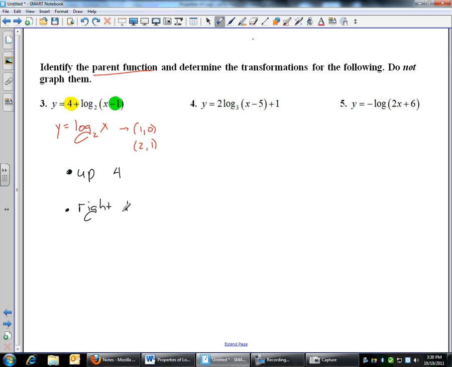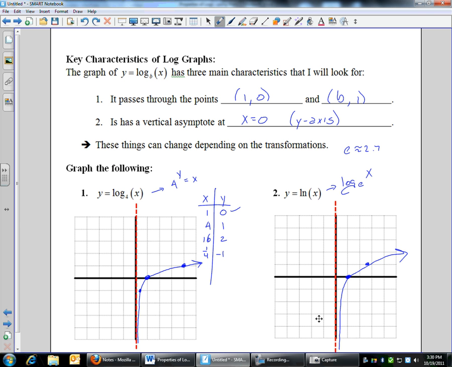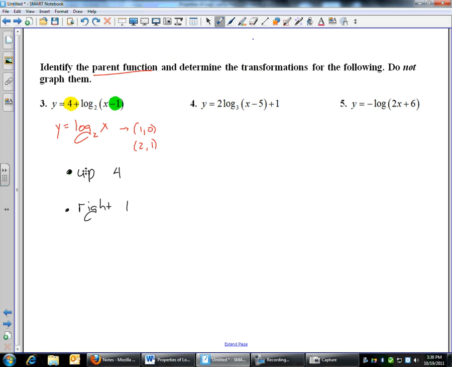And keep in mind, when you move left or right, the asymptote that was on the y-axis is going to shift left and right with everything else. So you've got to keep in mind where that asymptote is. Up and down won't affect the vertical asymptote. So those are your transformations. That's all I wanted to do here. I didn't want you to try to graph it, just list the transformations. Not going to do number 4 for the sake of saving some time.